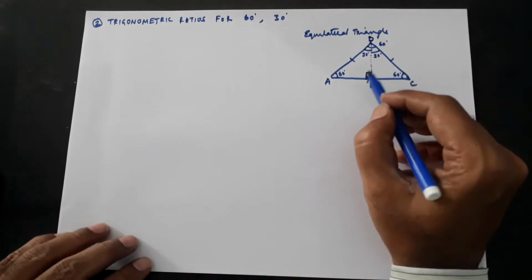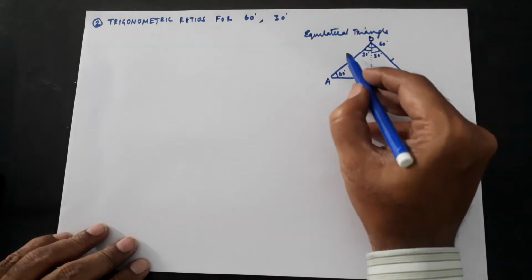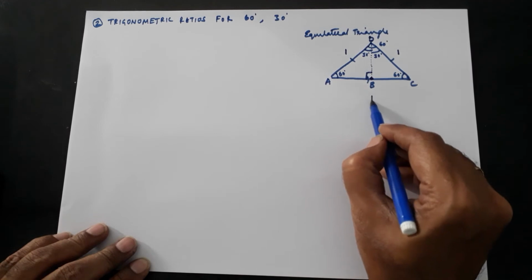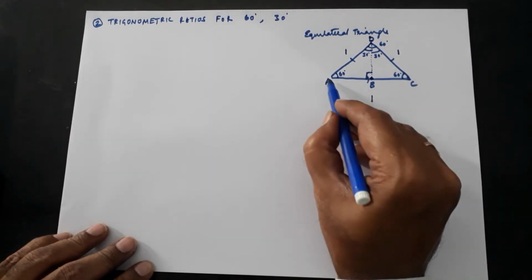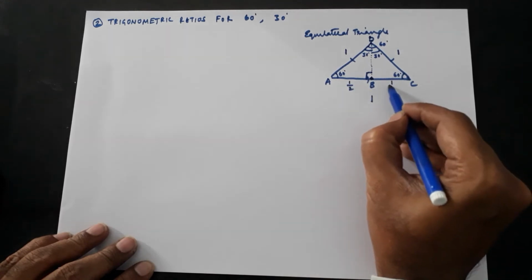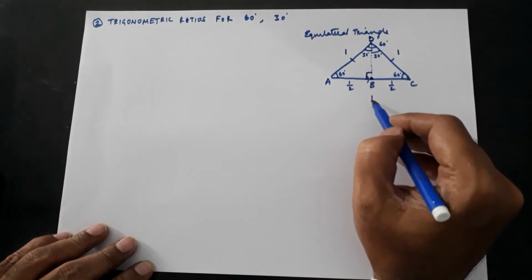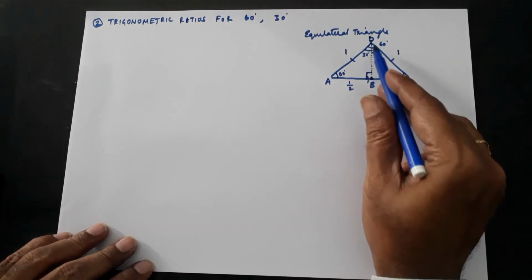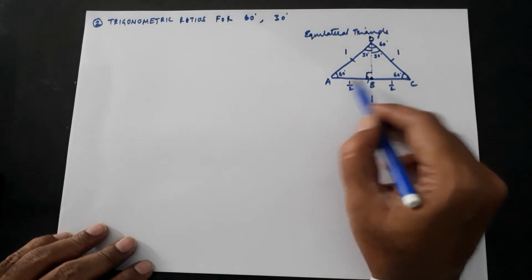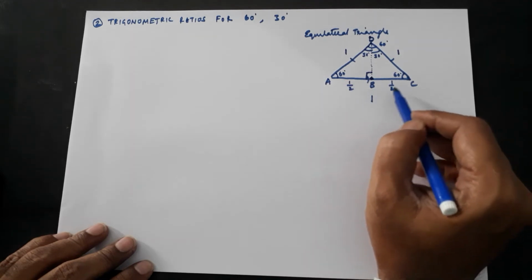Okay. So now in this equilateral triangle, all the sides are equal. So if you take side AC as 1 unit, this AB would be half of 1 unit, which is 1 by 2. This will be 1 by 2, 1 by 2, 1 by 2. Whole is 1. We have drawn BC perpendicular bisector, which is cutting AC at B. So AB will be 1/2, BC will be 1/2.